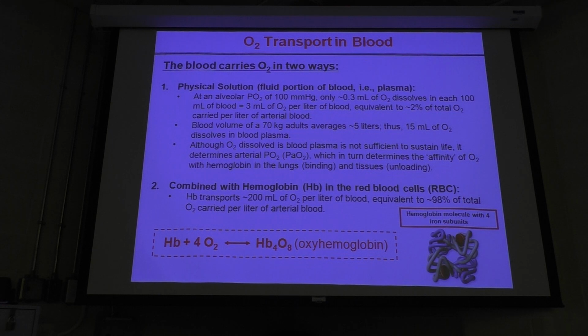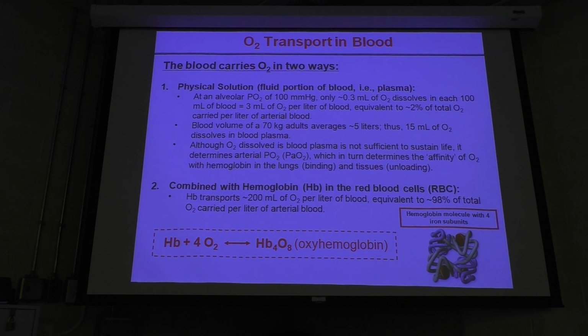The amount of oxygen dissolved in the plasma actually determines our arterial PO2 and has important influences, through the oxyhemoglobin dissociation curve, on the affinity of the red blood cell for oxygen, but it represents a very, very small component of the blood's carrying capacity for oxygen. So the majority of oxygen is carried bound to the iron molecule of hemoglobin in the red blood cells. Hemoglobin transports approximately 200 mLs of oxygen per liter of blood, equivalent to 98% of total oxygen carried per liter of arterial blood.